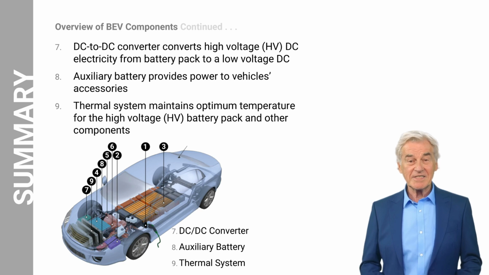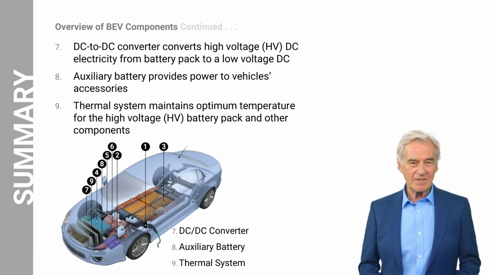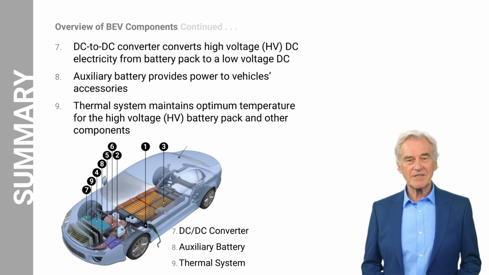The DC to DC converter converts the high-voltage DC power from the high-voltage battery to the low-voltage DC power required for the auxiliary systems and for charging the 12-volt battery. The auxiliary battery supplies electricity to power the vehicle accessories, ensuring the smooth operation of various electrical systems and components. The thermal system, including cooling mechanisms, maintains optimal operating temperatures for various components, particularly the high-voltage battery pack, ensuring performance and longevity.